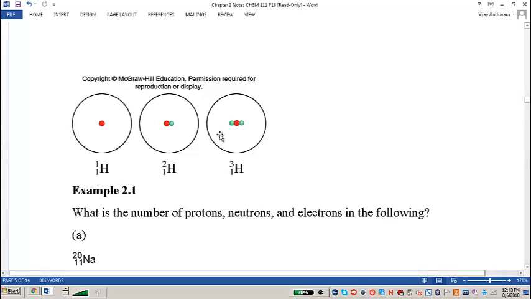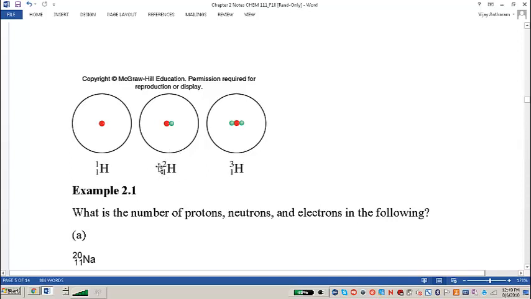So what's the difference between these two? The difference is this one has 0 neutrons, this one has 1 neutron, this one has 2 neutrons. These are 3 isotopes of hydrogen. I can give you their name, but you don't really have to know them. This is hydrogen, everyday hydrogen that you probably know. 0 neutrons. This is called deuterium. Again, don't need to know that.